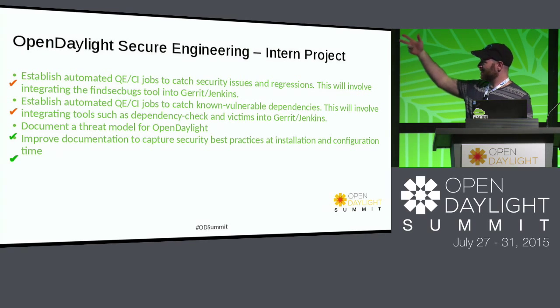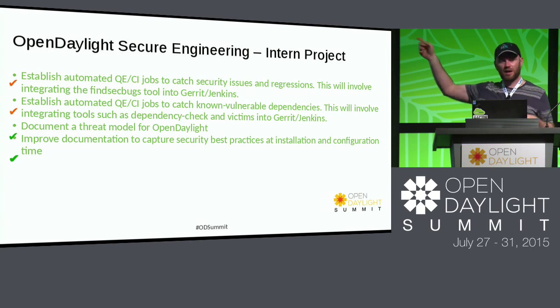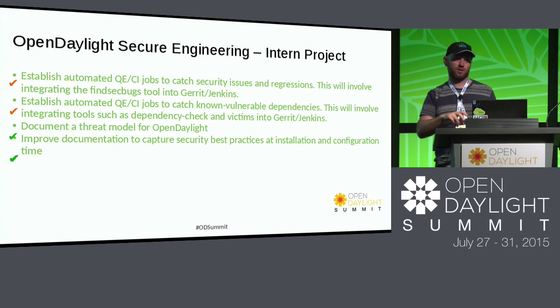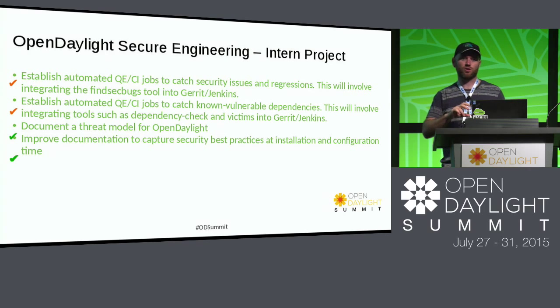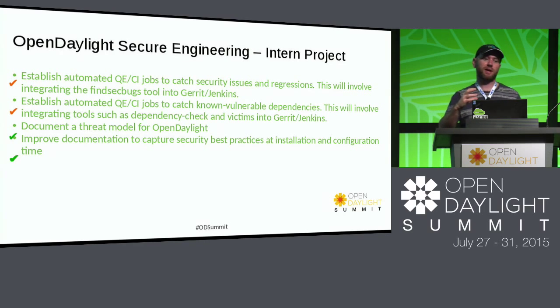So the automated QE CI jobs are done on his local system. So he's got a local build of OpenDaylight that includes these. And there's two things. So the first one is implementing the dependency check tool in Maven. So this just catches known vulnerable dependencies, fails the build, and spits out a report. That's easy. We just need to get that merged upstream.